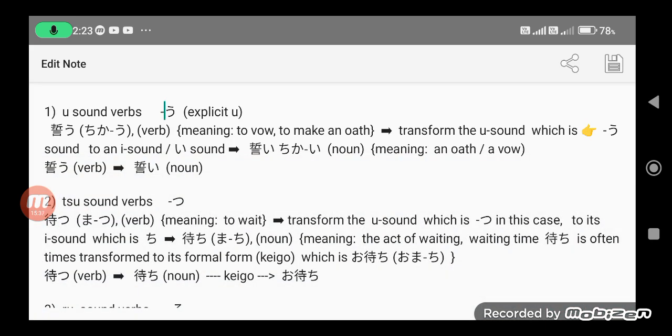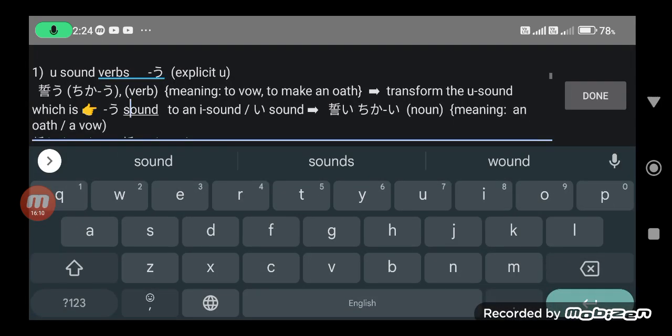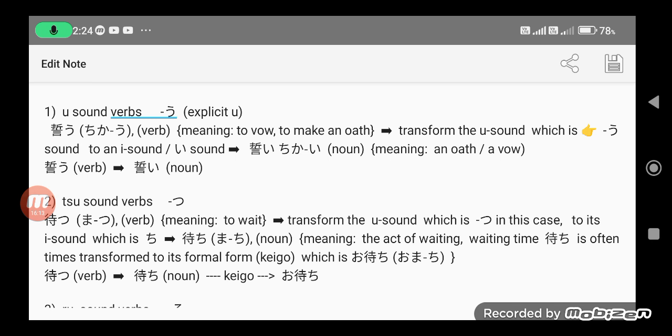Why do I call it explicit U? Because other than the kanji, you can see the letter, the hiragana U. The hiragana U is expressively indicated as if dangling and being visible to us after the kanji, and there's no other hiragana at the left part of that U. So example is the chikau, or to make a promise or to make a vow. Chikau, to make a vow or a promise or an oath.